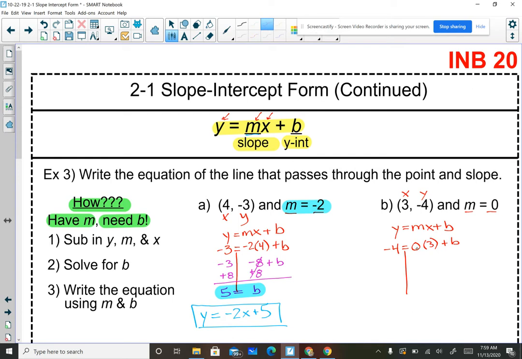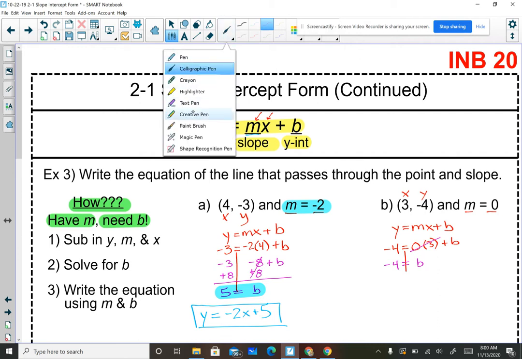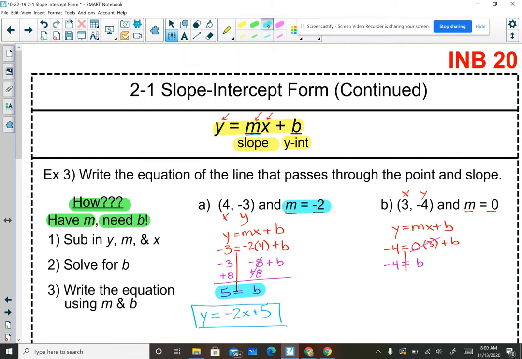You multiply, 0 times 3 is 0. That actually cancels out. So I'm going to drop down b equals -4. Guys, this one was actually easier because we didn't even have that one-step equation like we did over here at the end. So now we are pretty much finished. I have my m and I have my b, so we're going to go ahead and plug those in to y equals mx plus b, and we'll have our answer.